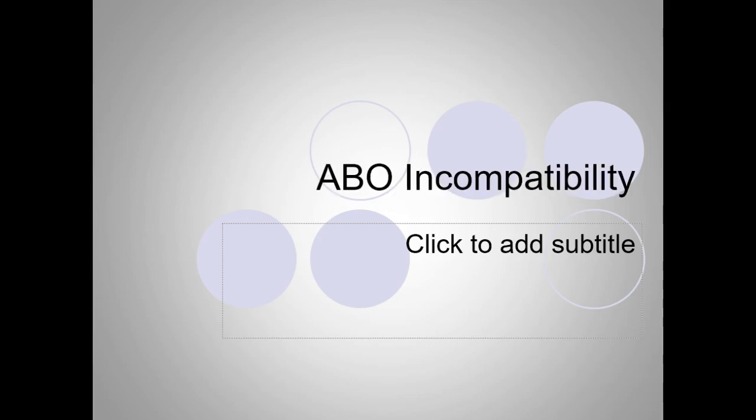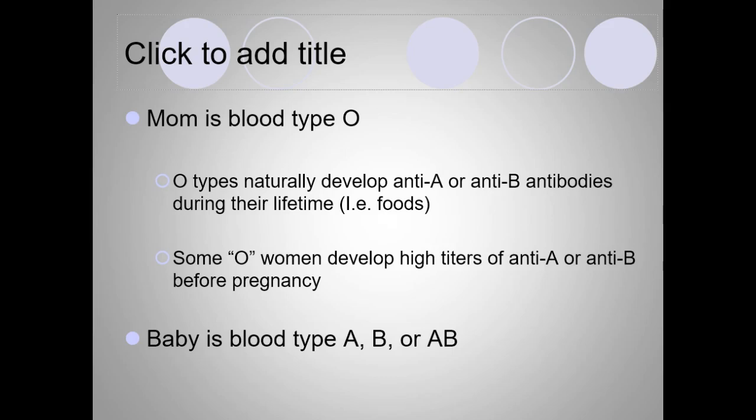So the first reason, the biggest reason why we have high neonatal jaundice levels is because we have ABO and RH incompatibility. Just want to talk about ABO incompatibility very quickly. ABO incompatibility is when the mother is type O. She, over time, naturally develops antibodies against A and B bloods, and it's usually in the foods that she ingests.